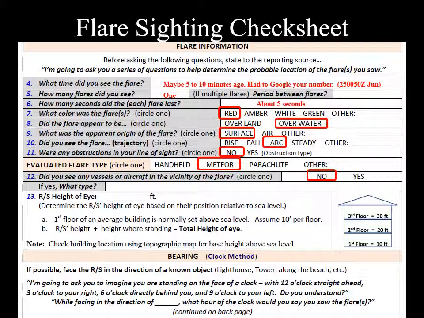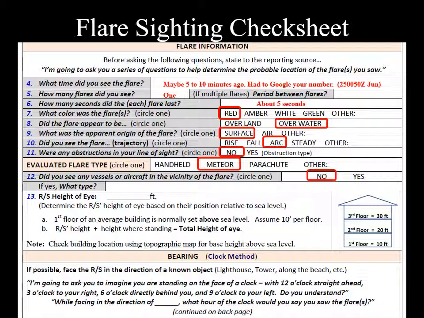We need to know something that is referred to as the reporting source's height of eye. It is not just how tall they are, though that is part of the information needed. Most people fall between 5 to 6.5 foot tall. That difference is negligible. What we truly need to know is how high are their eyes above the water.